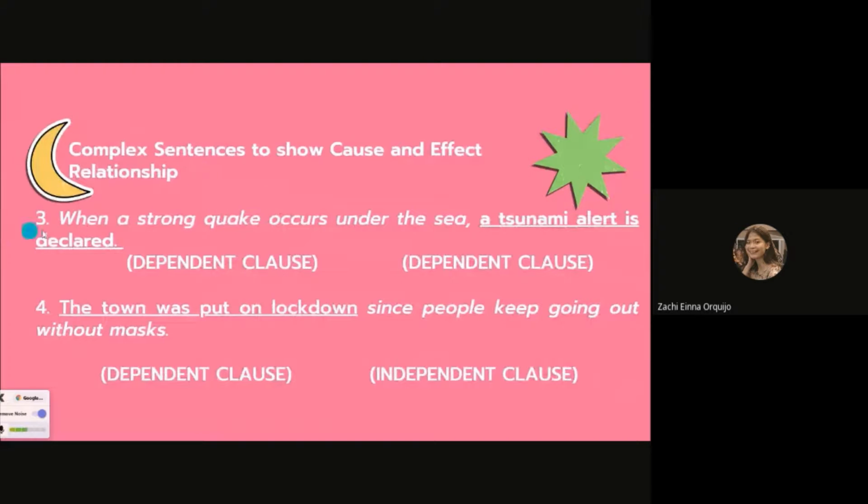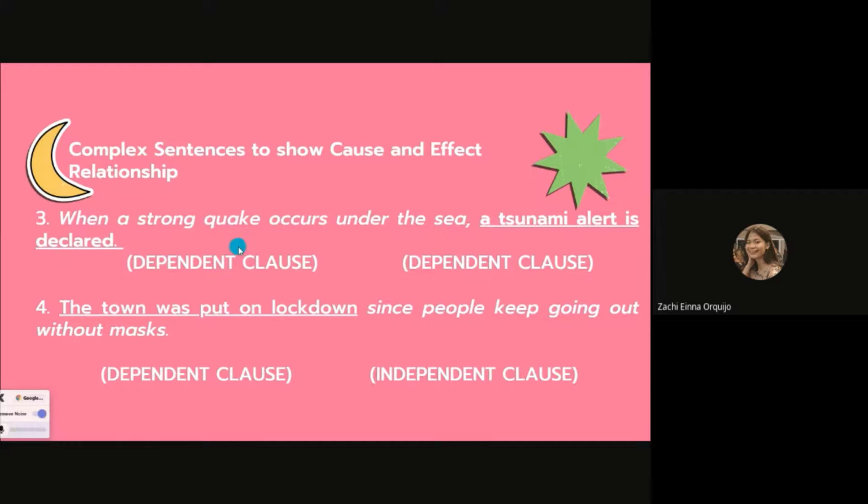So, another one is when a strong quake occurs under the sea, a tsunami alert is declared. So, ano po dyan yung cause at ano dyan ang effect? So ang sanhi o ang cause dito ay when a strong quake occurs under the sea, no? May pagyanig sa ilalim ng dagat. At anong epekto nito or anong bunga nito? Nagkaroon ng pagde-declare ng tsunami. So yung when a strong quake occurs under the sea ay dependent clause dahil kulang yung diwa niya.